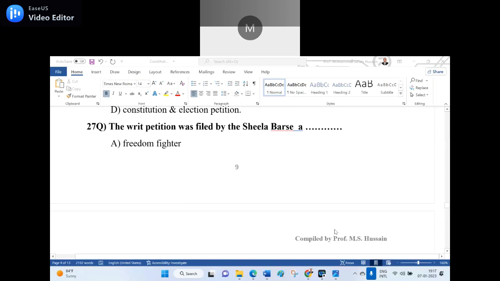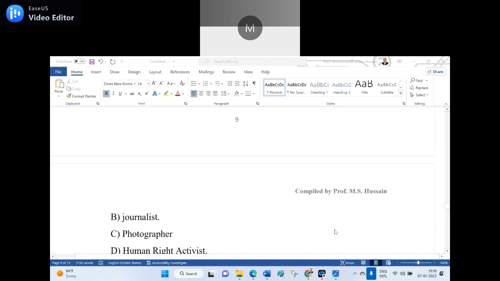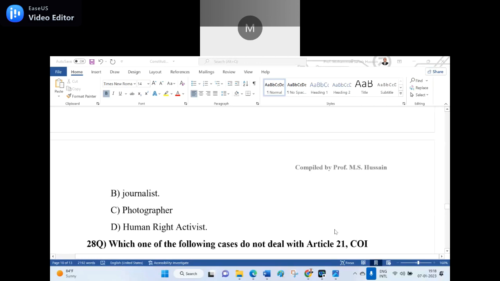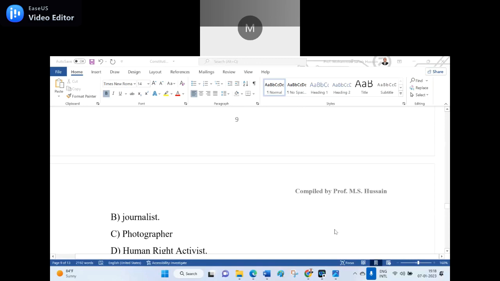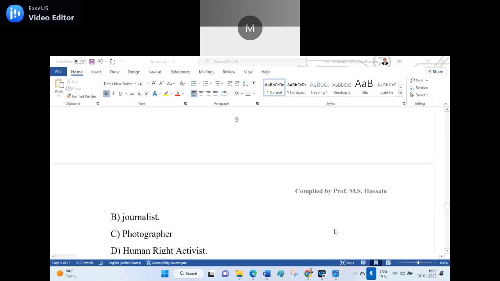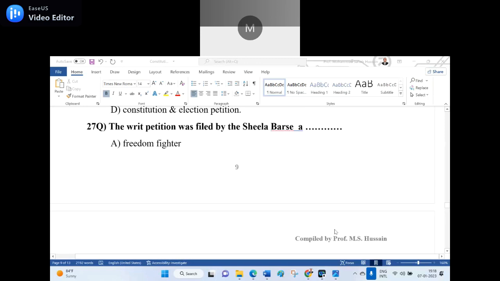27th question. A writ petition was filed by Sheila Barse. It's a famous case law. Sheila Barse: A, a freedom fighter. B, journalist. C, photographer. D, human rights activist. Sir, option C, photographer. Wrong. Journalist, sir, option B. She is a journalist and she filed a case under the PIL.